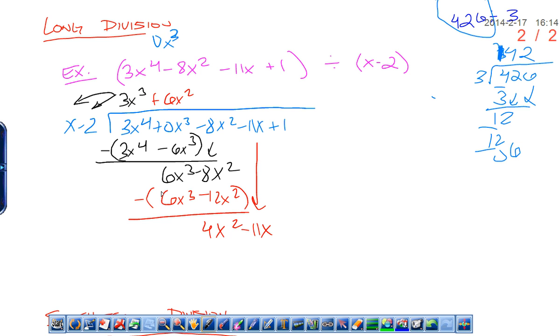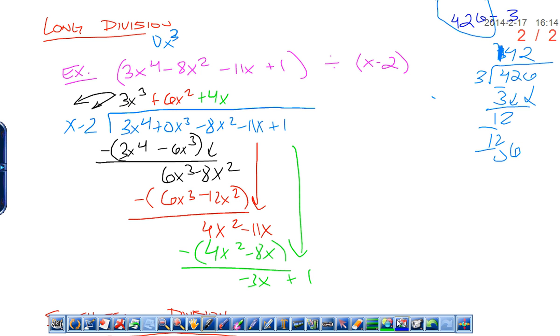Then what times x makes 4x squared? That would be positive 4x. So 4x times x is 4x squared. 4x times negative 2 is negative 8x. So now I'm subtracting. Okay, negative 11, 4's cancel out. Then I got negative x minus negative 8x, so it's going to be positive, but it gives me negative 3x. And I bring down the 1.